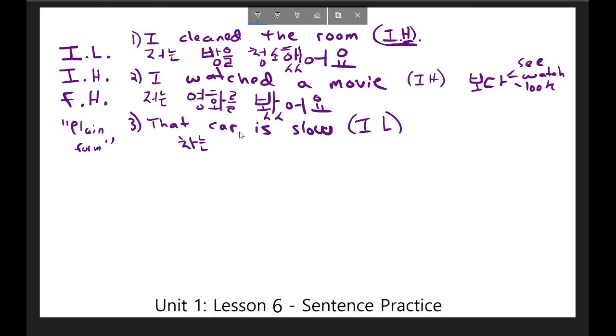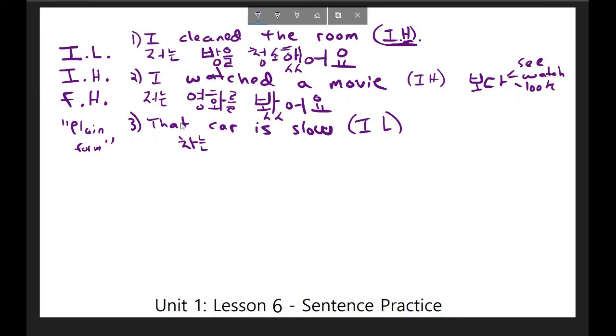Now, if this sentence said the car is slow or a car is slow, as I said in these two sentences up here, I wouldn't really need to put anything here, and the context would make it clear whether or not you're talking about the car or a car. However, that car is something that you can say in Korean and specifically indicate that you're talking about that car.